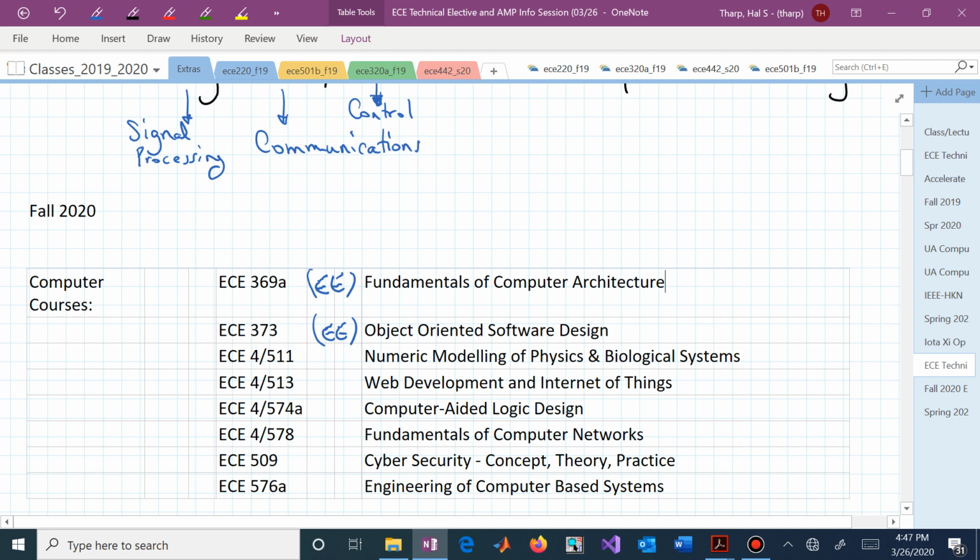If you've always wanted to know how to model these systems, 411, 511, I'm listing the dual numbered classes. If you're going to pursue an AMP, you could think about taking the graduate level class in these dual numbered classes to actually be one of your technical electives that you take towards your AMP degree.